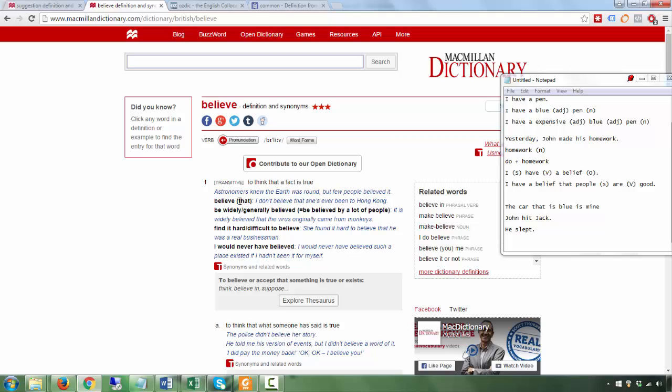Remember the pattern that plus clause? This has it, but why is this in bracket? It's in bracket because it's optional. Whenever you see in bracket, it's optional. And a lot of times we say, I believe that's whatever.